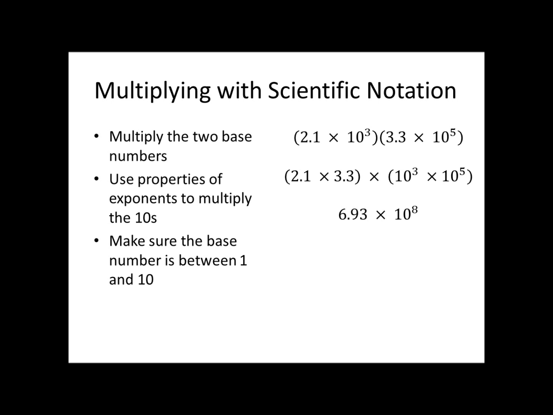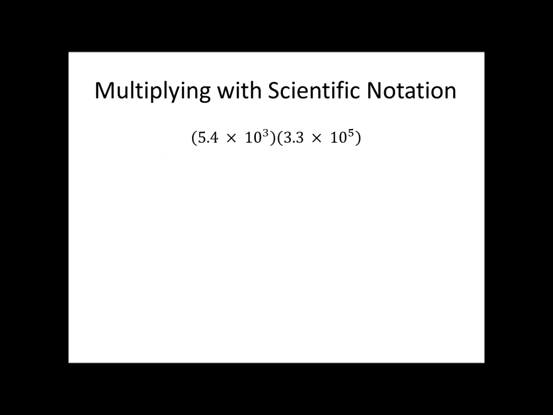So now I've got scientific notation. Great. Always make sure that this base number is between 1 and 10. 6.93, yeah, that's between 1 and 10. Let's take a look at what happens when that number is not between 1 and 10. I'm going to tinker with that first number a little bit. So it's now 5.4 times 10 cubed. Again, I'm going to regroup the 5.4 times the 3.3. That gives me 17.82. The 10 cubed times the 10 to the 5th, that still gives me 10 to the 8th. But I've got a problem.